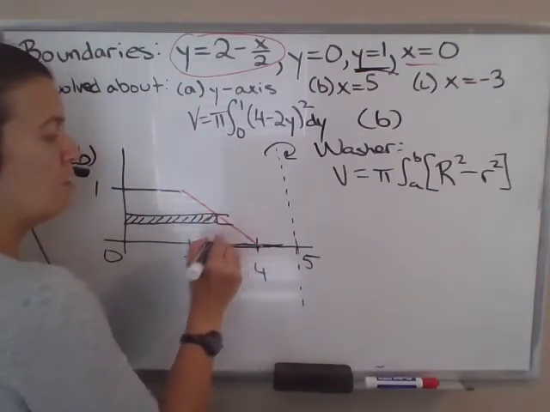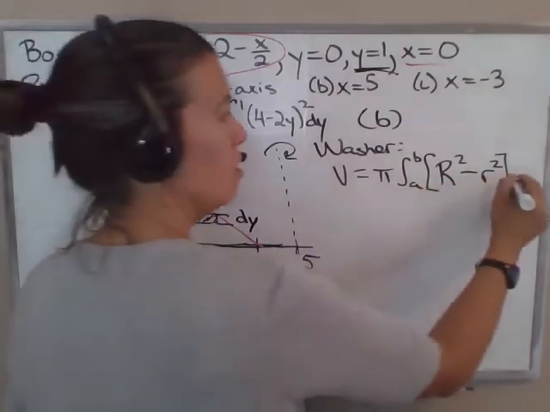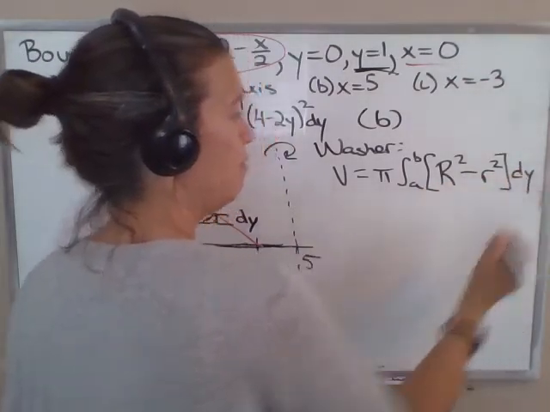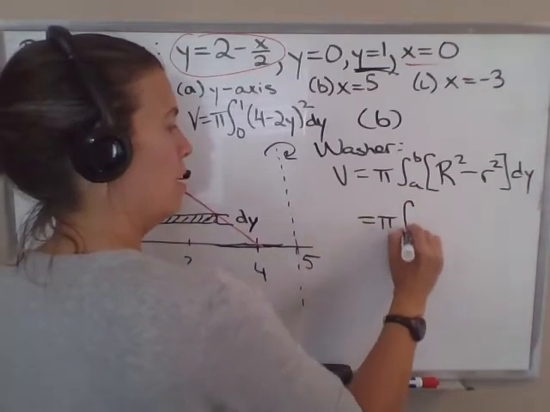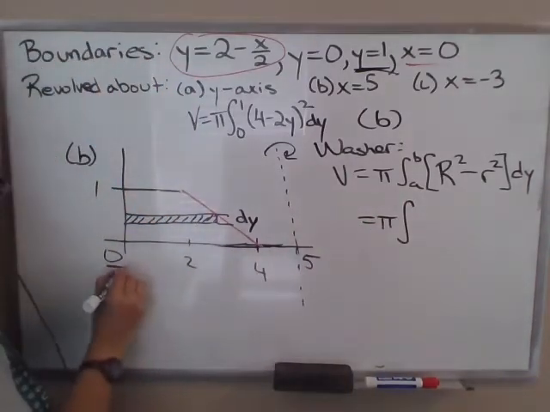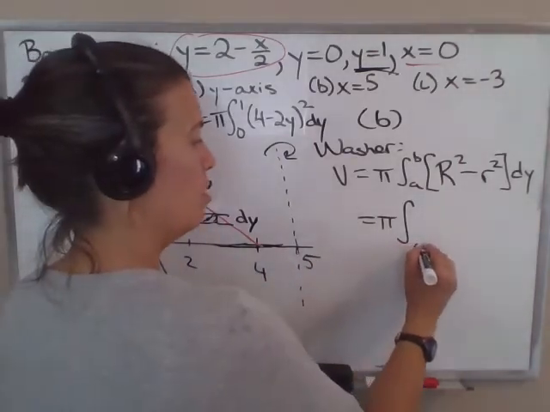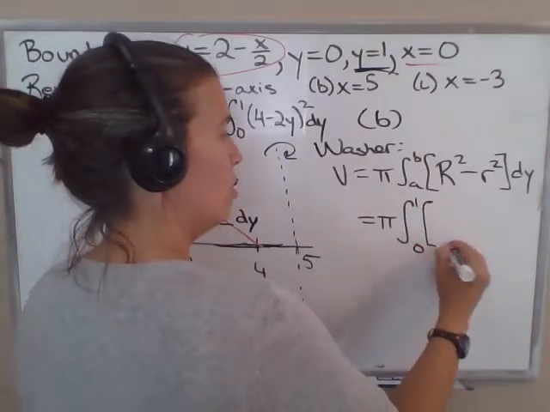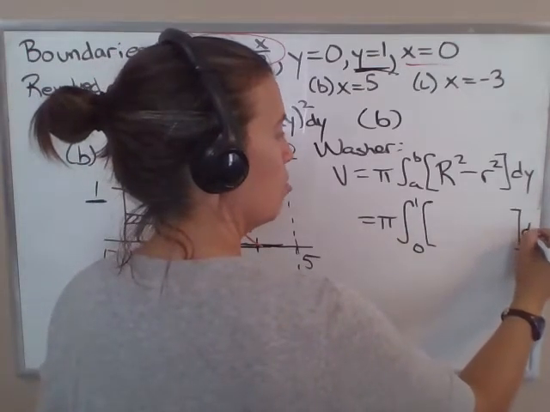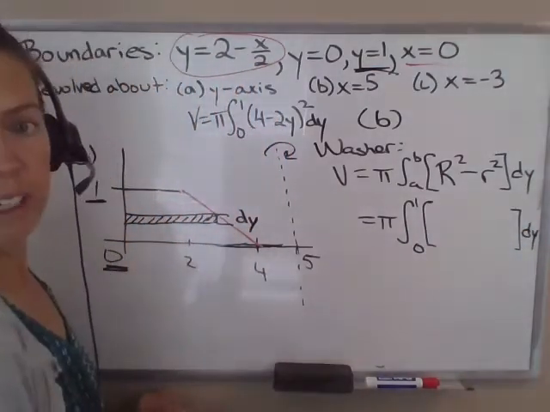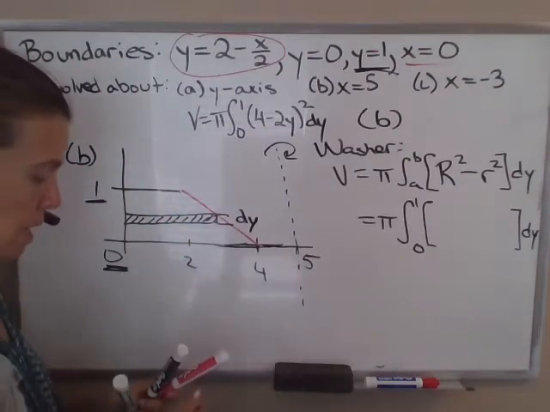And the variable of integration, whenever you use a horizontal rectangle, is y. This is dy. So it's still going to be in terms of y. Limits of integration are still going to be lowest y to highest y, corresponding to this region. So 0 to 1. So the only thing we have to fill in is the expressions for the outer radius and the inner radius. So we'll do the outer radius first.